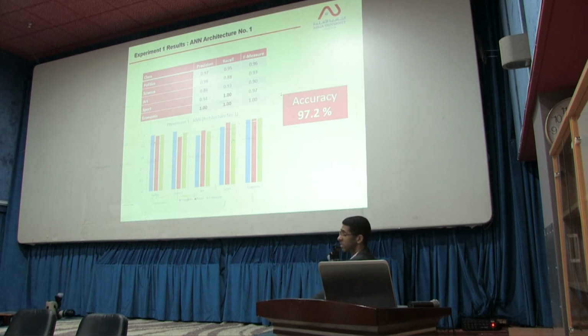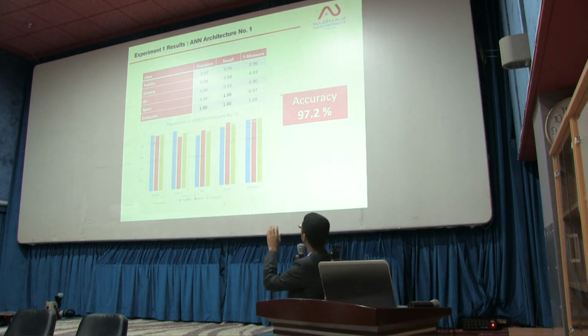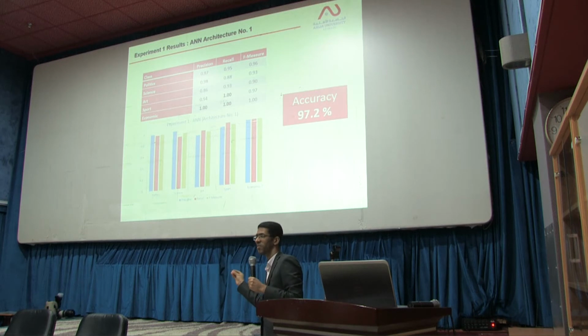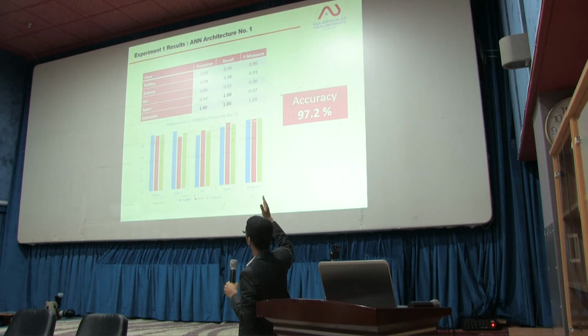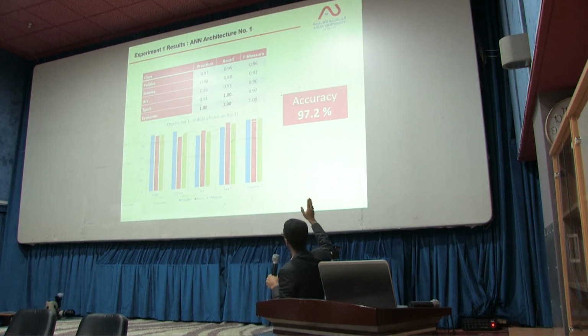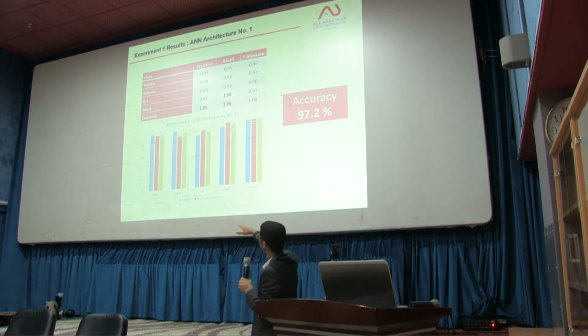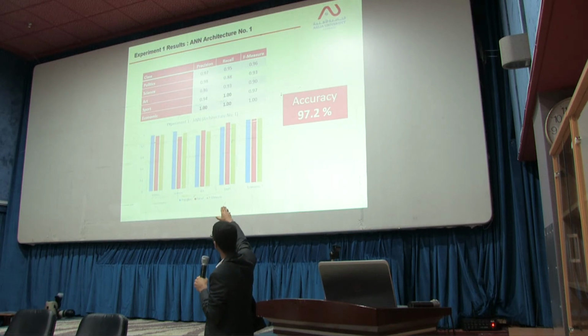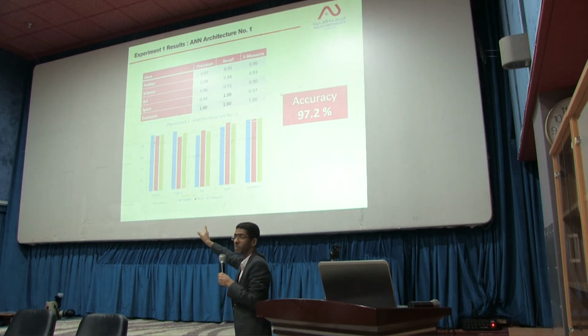Okay. Here, the first experiment for neural networks with the first architecture, the results that I get. For the evaluation method, there are special evaluation methods for text classification. We have precision, recall, and F-measure, which combines precision and recall. And I get these results based on the first experiment. I get an accuracy of 97.2%.